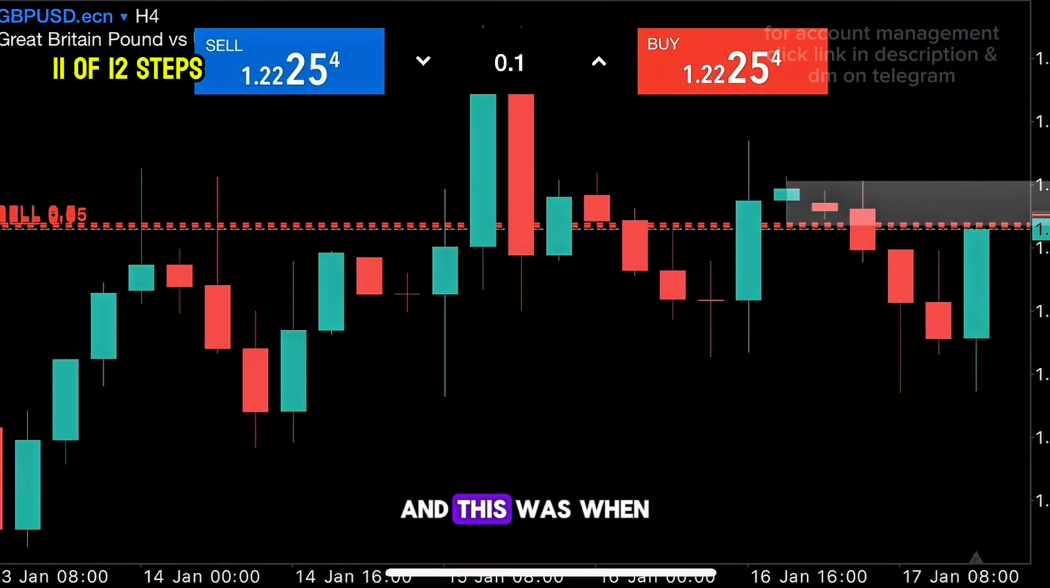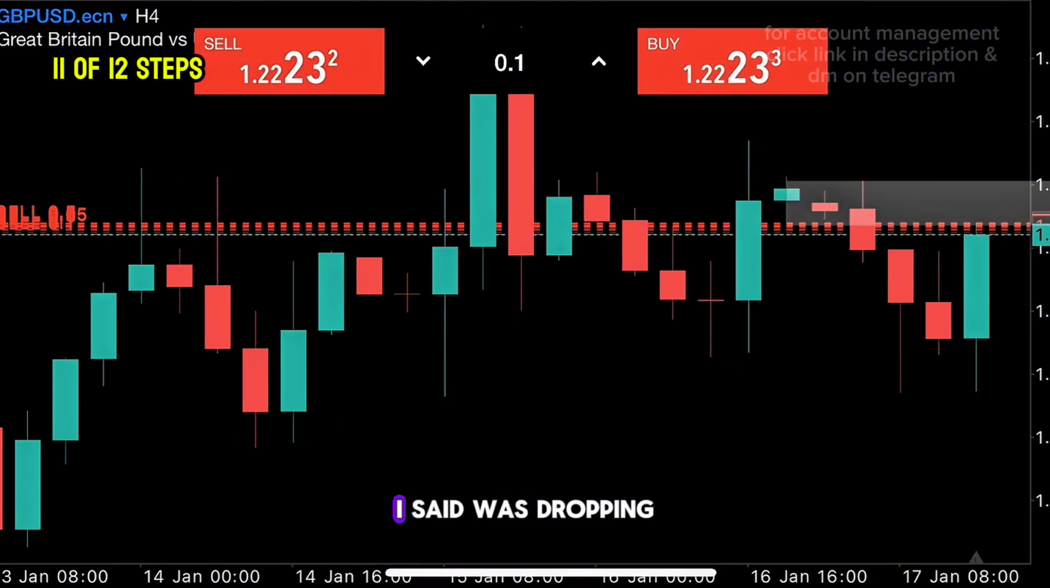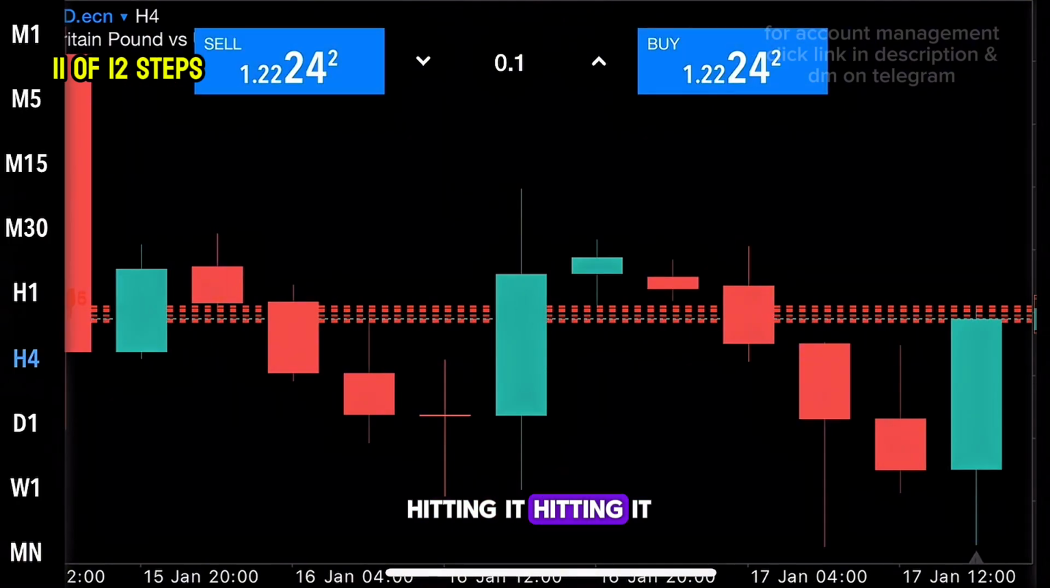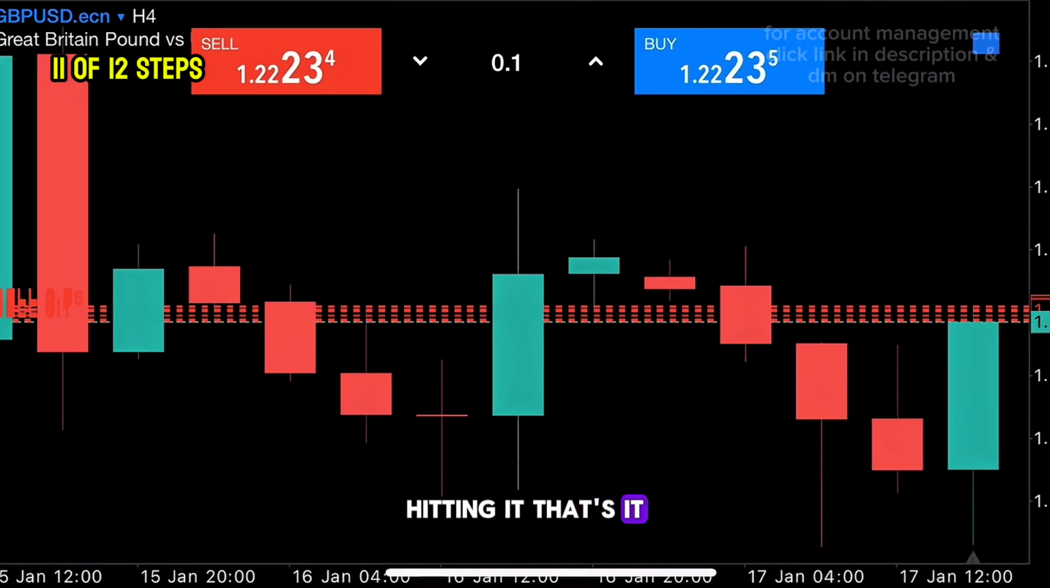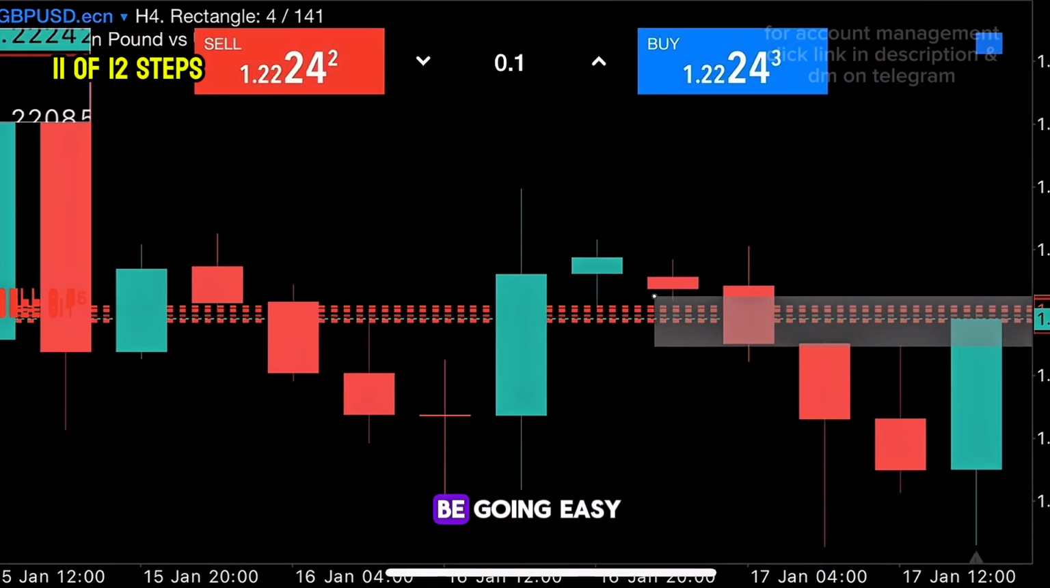That's it. And this was when I started increasing the lot size as it was dropping. If you look at that corner very well, you see that as it was dropping, I was hitting it. That's it. You don't want to be going easy.